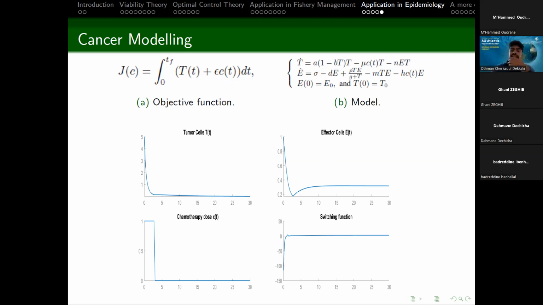The problem here is that you should try to eradicate T, meaning try to give it a lower level of T, but also try to not kill too much E. Try to not kill too much of the immune system. And this is something I should tell you. A lot of people, I don't know if I should say this, but I will say it out loud.